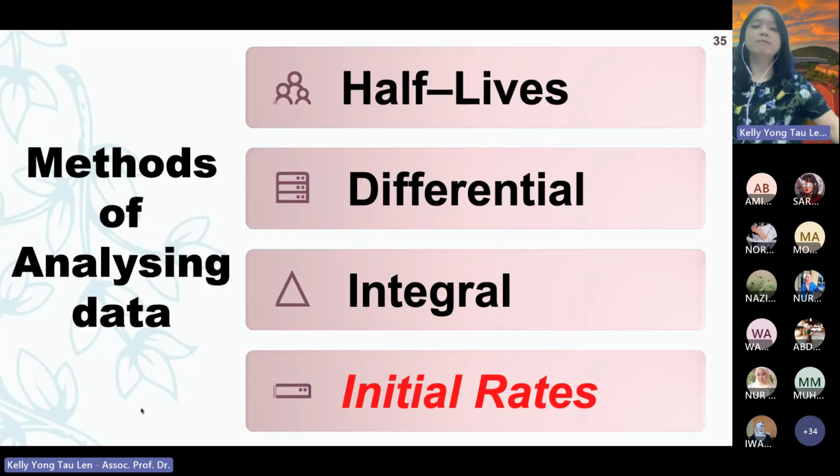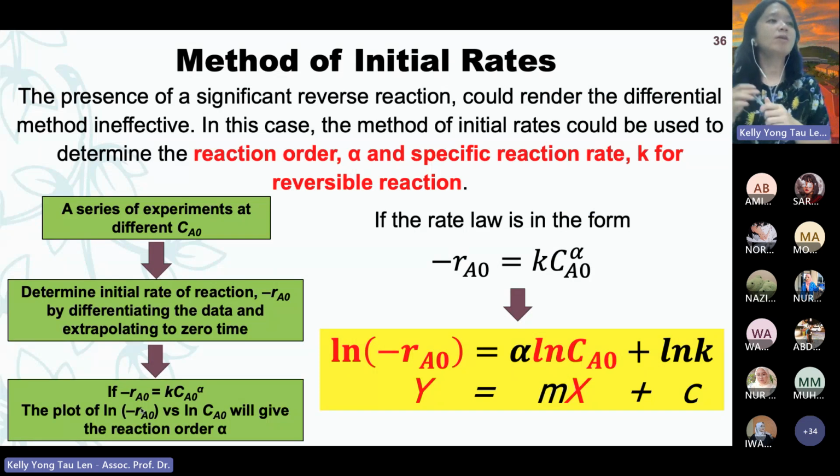Okay, right. So I have few more minutes. I will finish the last chapter. So the final method is initial rate method. So initial rate method ni sebenarnya kita takkan pergi dengan lebih lanjut sebab method ni pun sangat tedious because you will have to run different experiment dengan menggunakan different CA0. Dia macam half-life method. And then lepas tu you have to find the initial rate of reaction which is minus RA0 dengan differentiate data dan extrapolate kepada zero time.